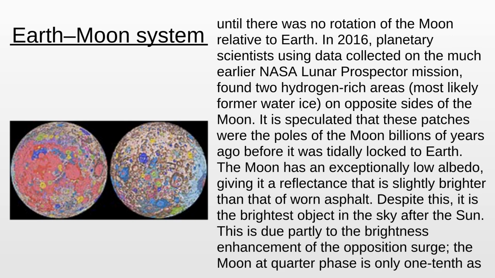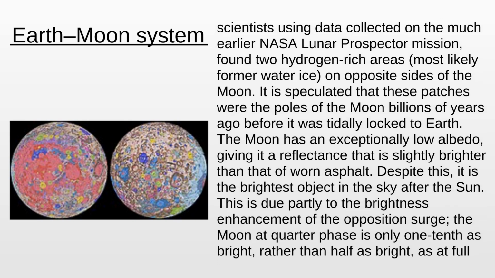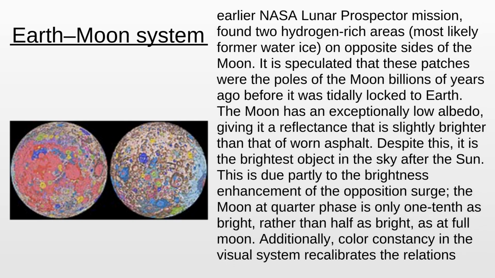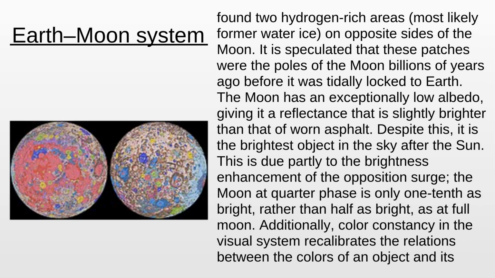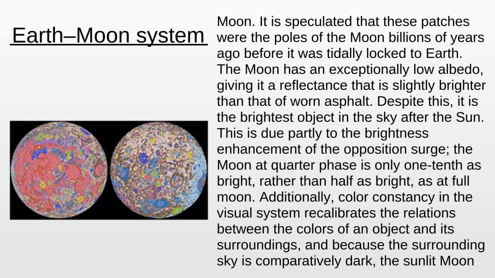In 2016, planetary scientists using data collected on the much earlier NASA Lunar Prospector mission found two hydrogen-rich areas, most likely former water ice, on opposite sides of the Moon. It is speculated that these patches were the poles of the Moon billions of years ago before it was tidally locked to Earth.